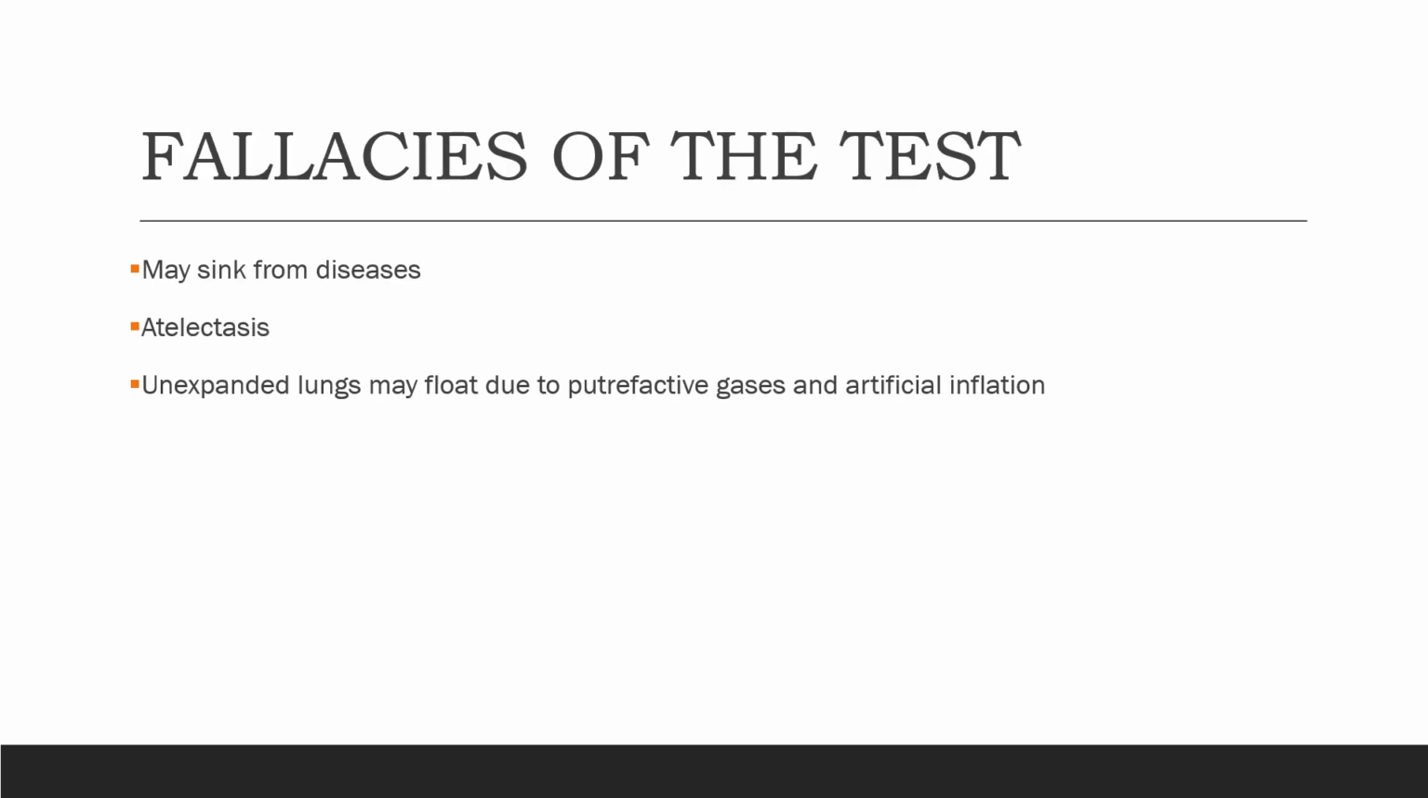Now what are the fallacies of the hydrostatic test? Fallacies means the wrong things that can be indicated by the hydrostatic test. Number one is that sometimes expanded lungs might sink because of diseases like acute edema, pneumonia, congenital syphilis, etc., and sometimes because of atelectasis. What is atelectasis? It happens when no air enters the lungs due to feeble respiration, but the aeration of the lungs would have occurred because of the mucosa of the trachea and the bronchi. Because of this, there is complete absorption of the air from the lung by the blood, if the circulation continues after the stoppage of respiration.